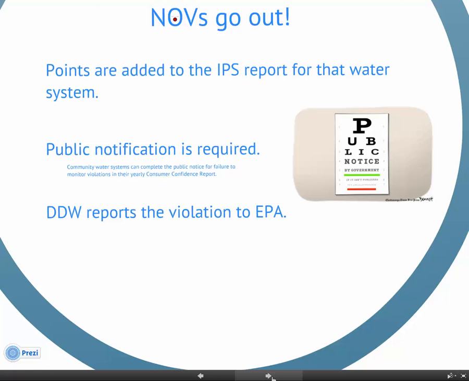And then the last thing that happens is that we report the violation to EPA. We report all of our data, our violations, our inventory, and our samples to EPA every 3 months at the end of the calendar quarter. So we have to report these to EPA. But the good news here is that we also report to EPA the violations that have returned to compliance. So it's not always bad news that we're sending up to them.